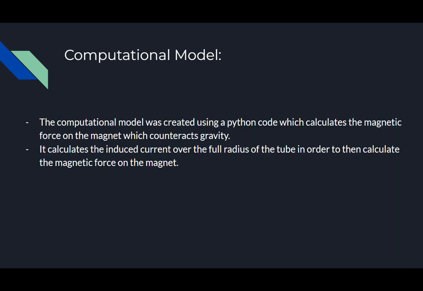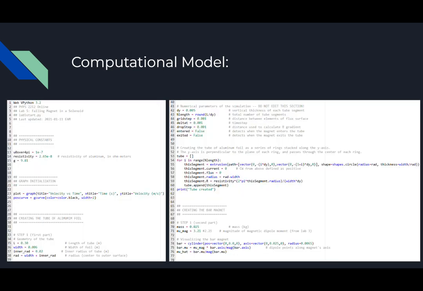Computational model. The computational model was then created using Python code which calculates the magnetic force on the magnet which counteracts gravity. It calculates the induced current over the full radius of the tube in order to then calculate the magnetic force on the magnet. Here you can see a screenshot of the computational model, starting with the Python code. It establishes some statics, some geometries of the tube, and then some constants like the mass and the magnetic dipole moment of the Bauer magnet.